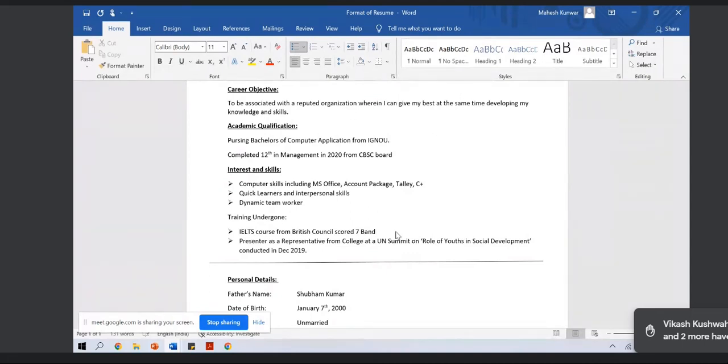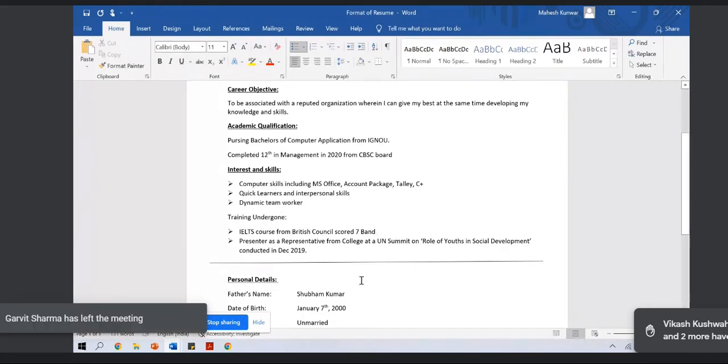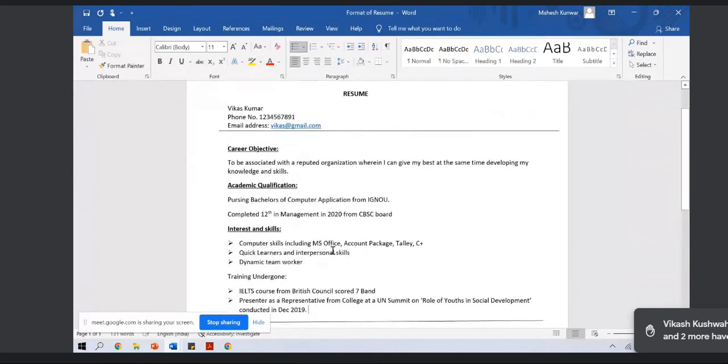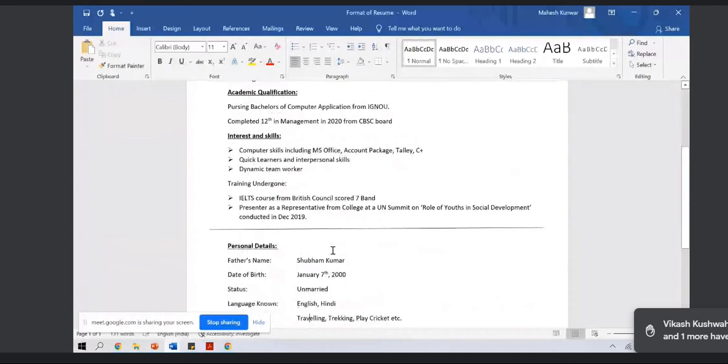And another training: if you have done something like being a presenter as a representative from college at a UN Summit, or any cultural program or any summit or any conference you have attended, you can mention that you were a presenter as a representative from your college, from your school, regarding the topic. If you have done so, you can mention it there. That will also be your achievement.